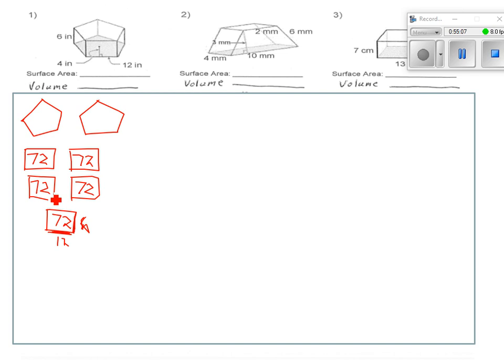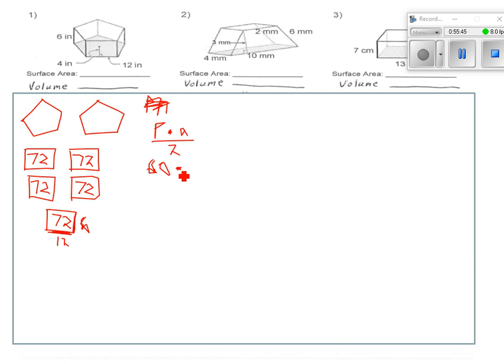Now, what do we have here? What shape? Pentagon. Remember, the formula for the area of a pentagon is P times A divided by 2. What does the P stand for? Perimeter. Somebody help me out. What's the perimeter of this pentagon? 60. Does everybody agree with Ethan on that? 60.